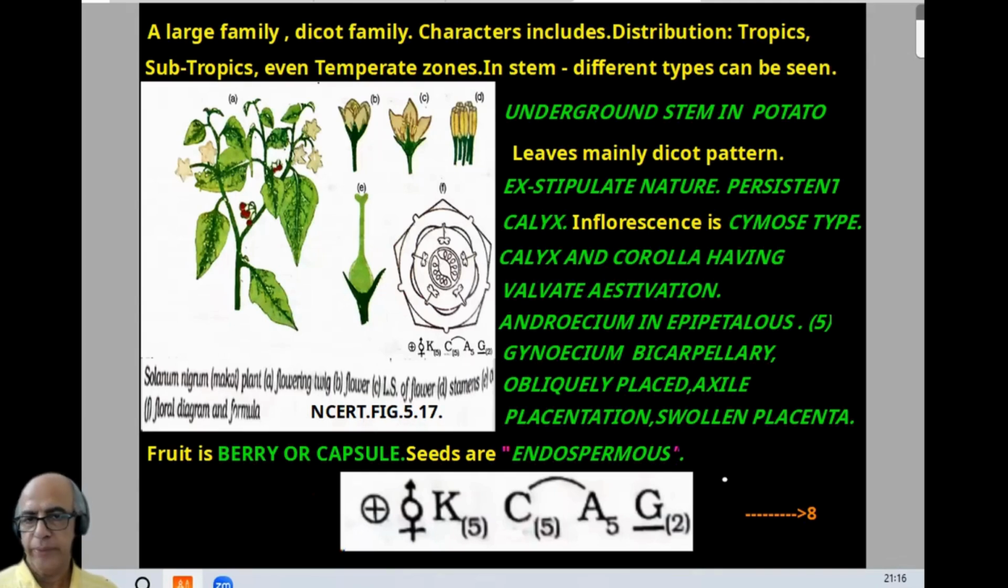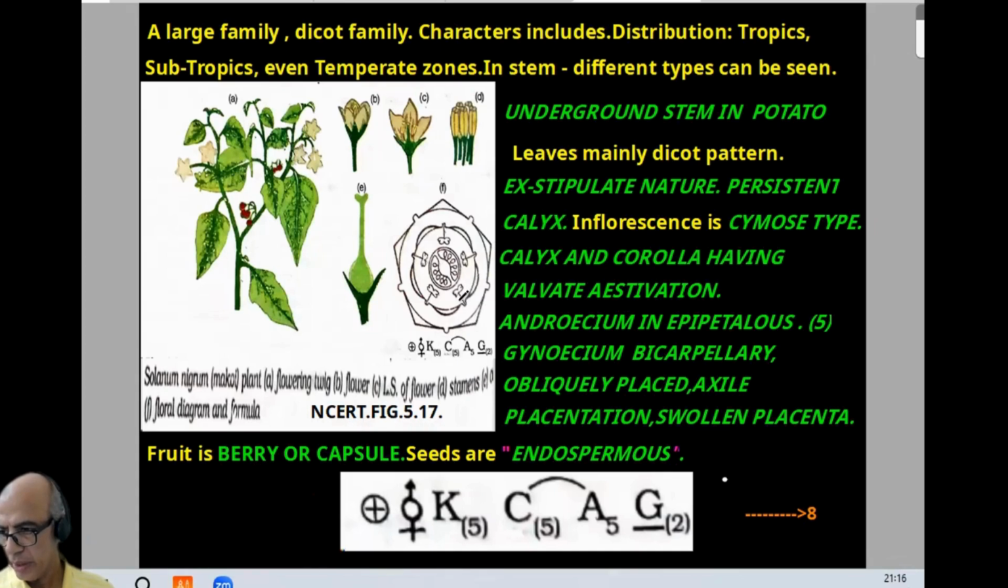Obliquely placed, important. Axile placentation, swollen placenta, important. That's why I put it in green coloration. It's more important. It often came in different exams. Fruit is berry or capsule, and seed in Solanaceae. Even though it is a dicot family, it is Angiosperms. Now we can find the floral formula and floral diagram. Diagram and formula we can combine. Actinomorphic, then bisexual, okay. K5 united, see, outer whorl united.